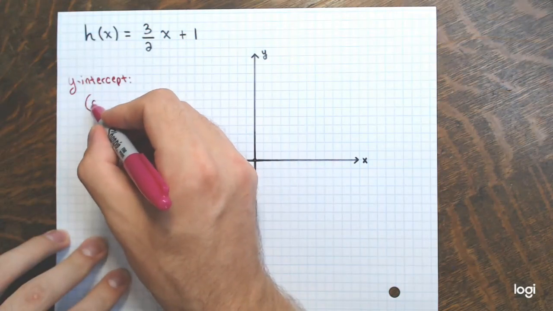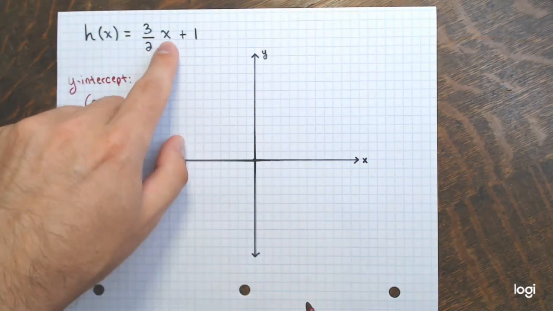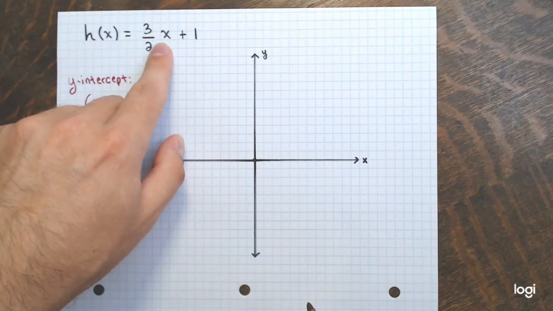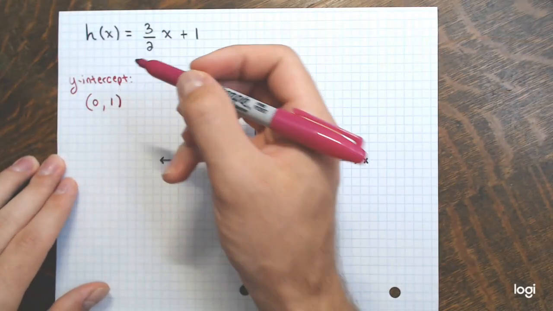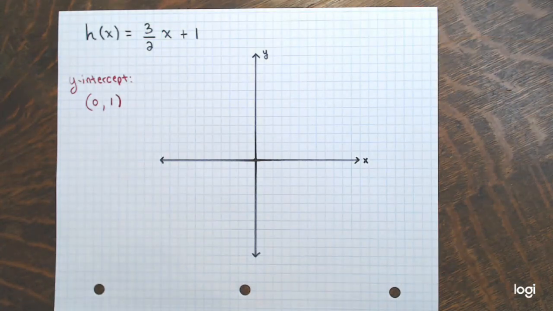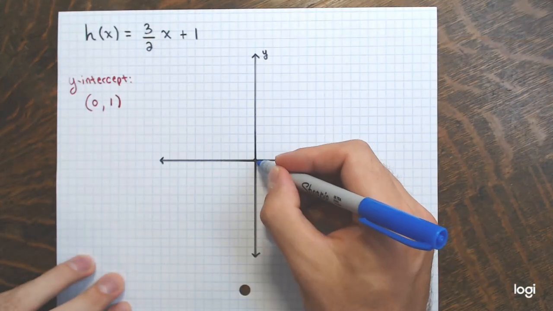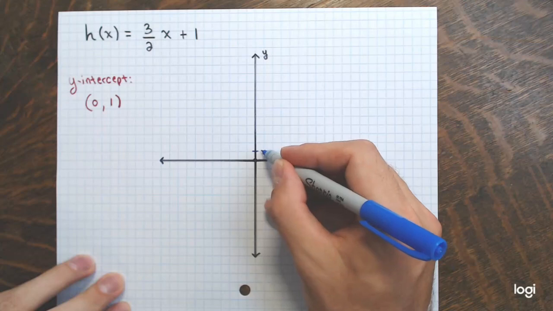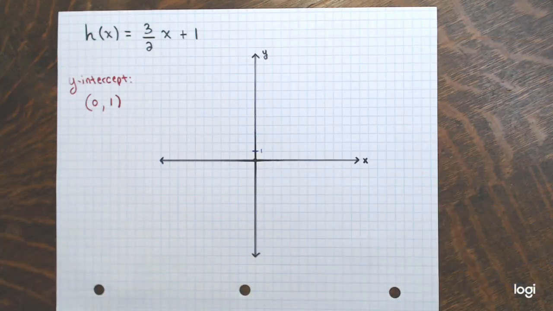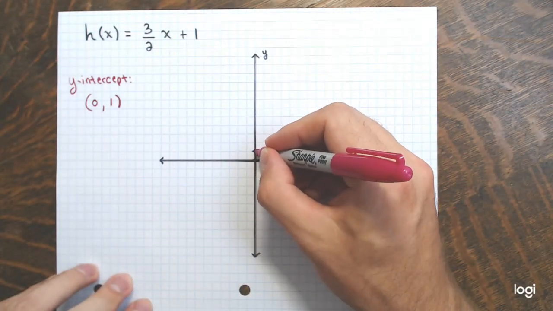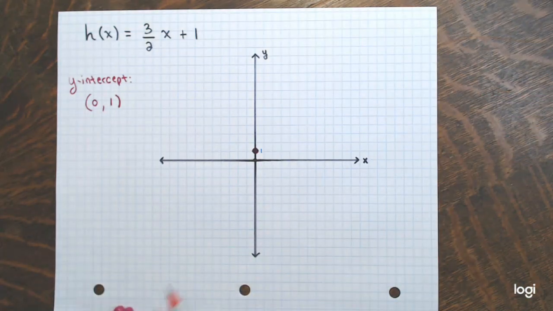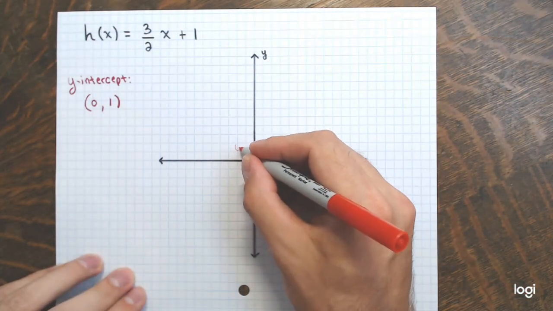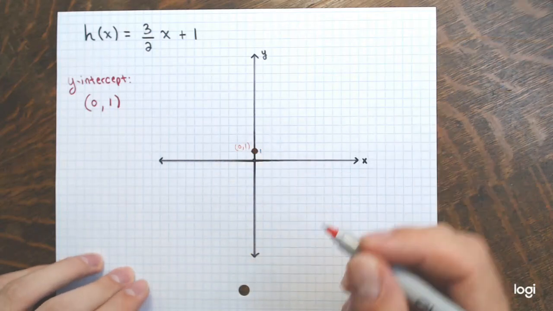So that's 0 for the x-coordinate, and if the x-coordinate were 0, this term would be nothing, and then you'd have 0 plus 1. You'd have 1 for the y-coordinate. So let me plot that point. Again, 0 for the x, +1 for the y, and that's this location here on the y-axis. I'll label the point. There's the point (0, 1) right there.